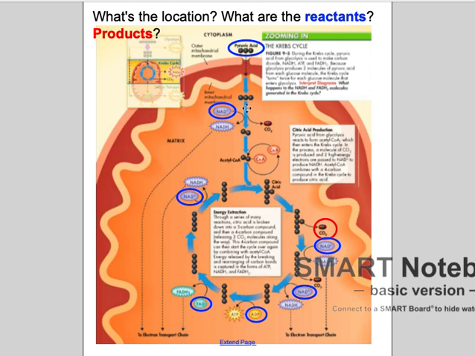Okay, so now the products. What comes out? I see CO2. I see an energy carrier, NADH. I see another CO2. I see NADH. I see CO2. I see NADH. I see a little bit of energy, ATP, down here, FADH2, NADH, and I lost the CO2.